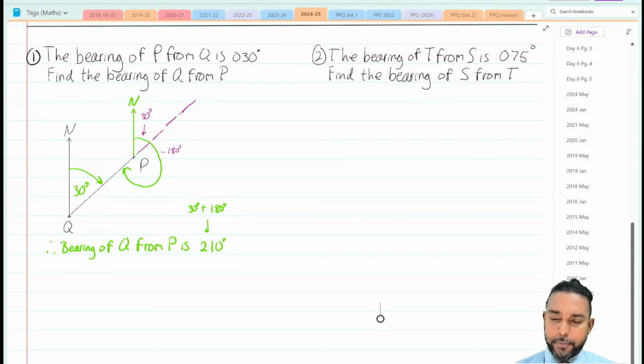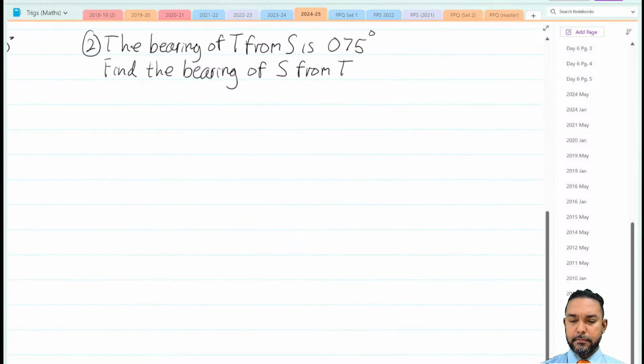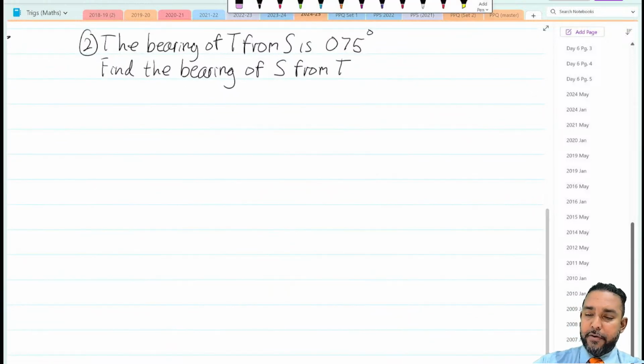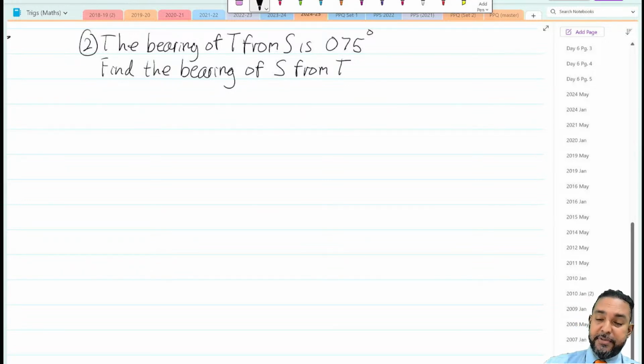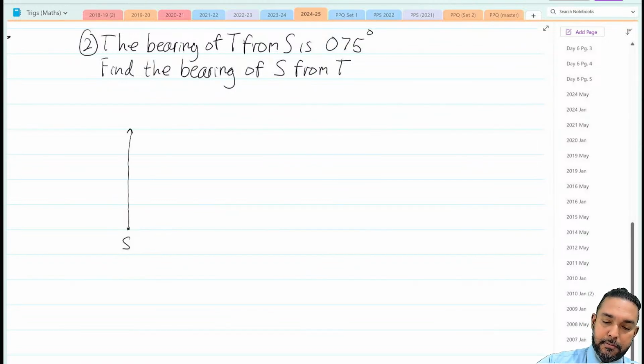Right. So there we go. All right, so the bearing of T from S is 075. So T from S means it's starting from S, right? And 75 degrees is less than 90. So we know it's the same kind of northeast thing, right? So that's S. Put your north line, right? And then T will be somewhere around here. All right, let's put T there.